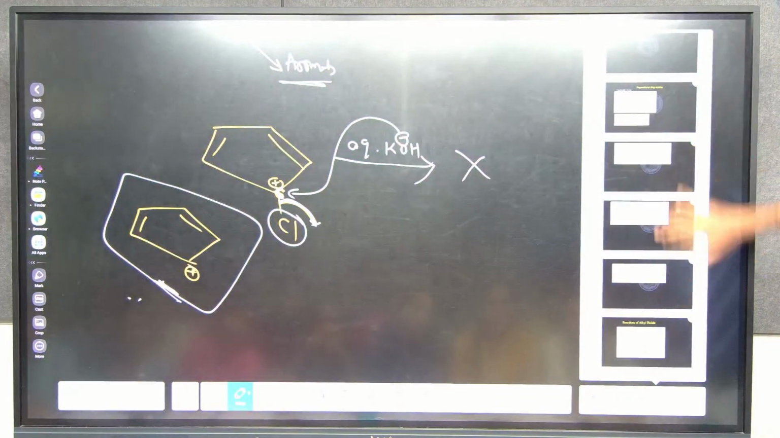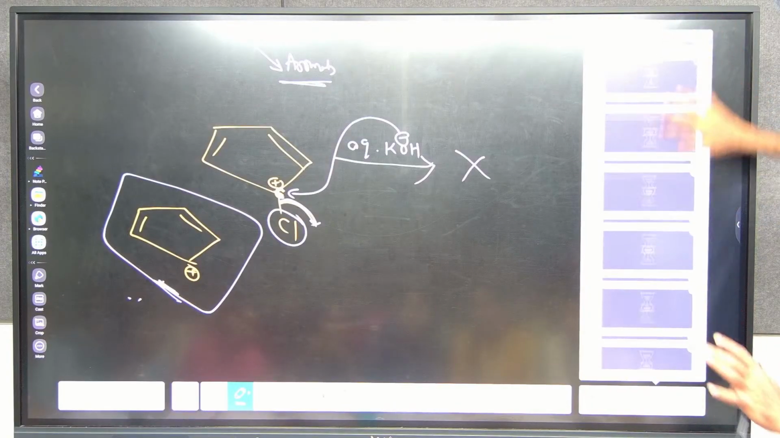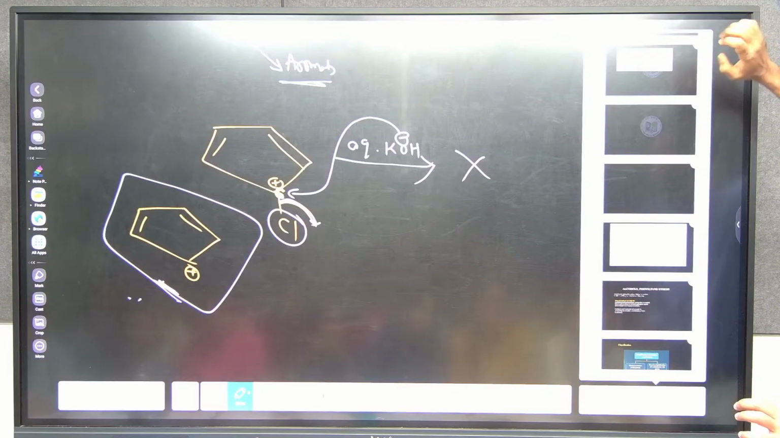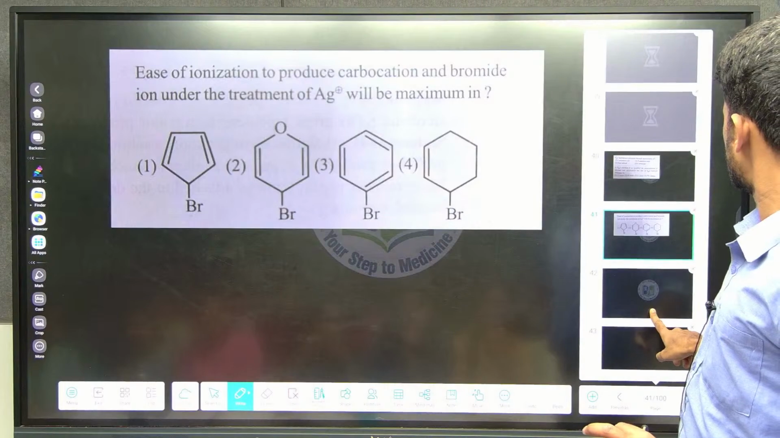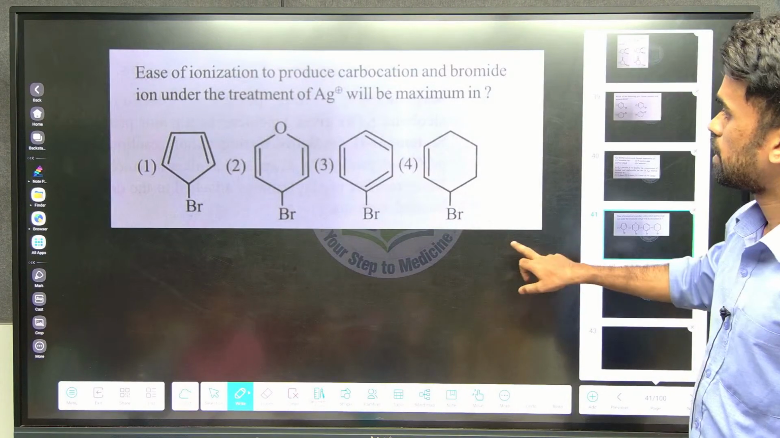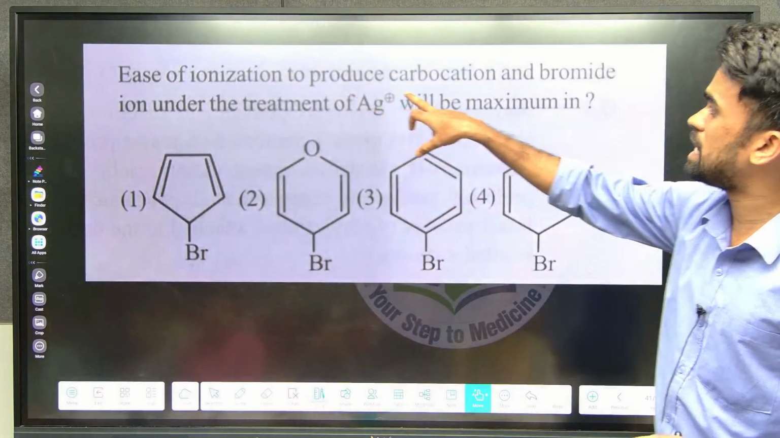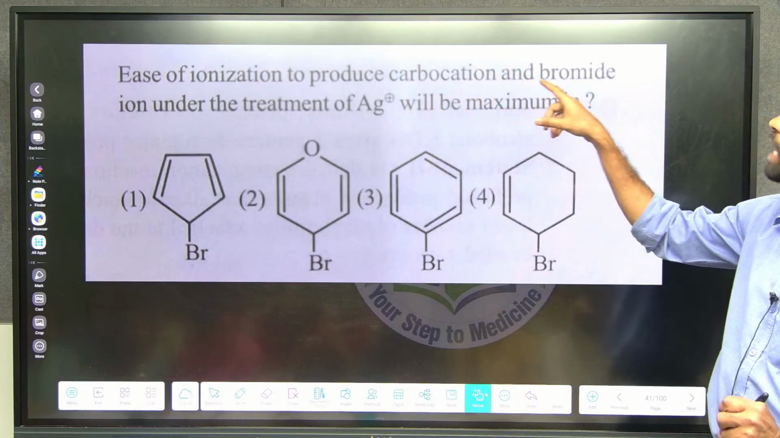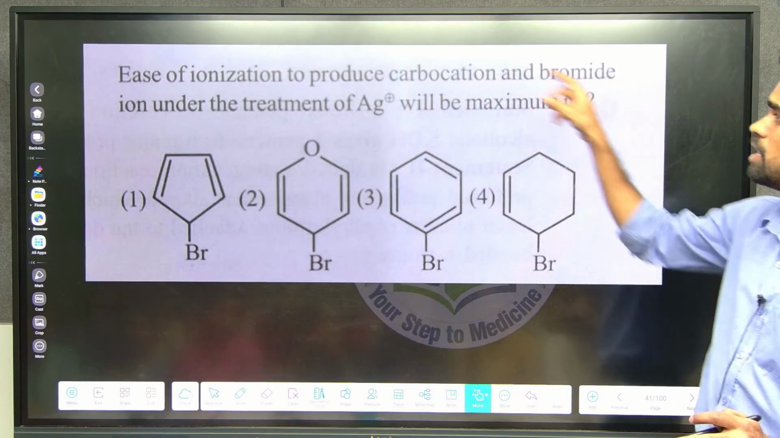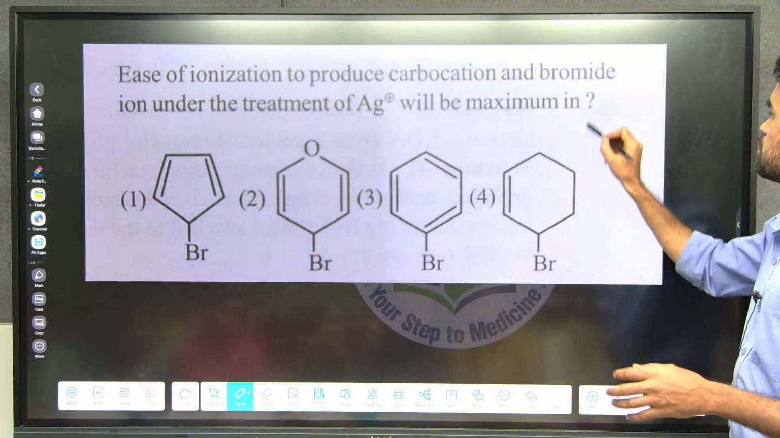Now let us solve one direct question without starting anything from the chapter. Directly moving to questions based on aromaticity. Now look at these questions. Ease of ionization, once again read the question. Ease of ionization to produce carbocation and bromide ion under treatment of Ag plus ion. See, simple, there is Ag plus ion.